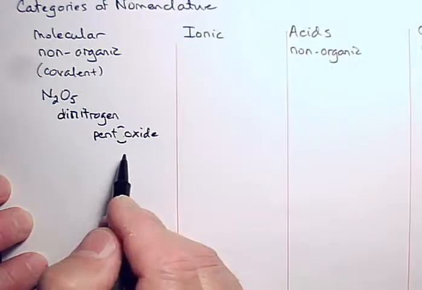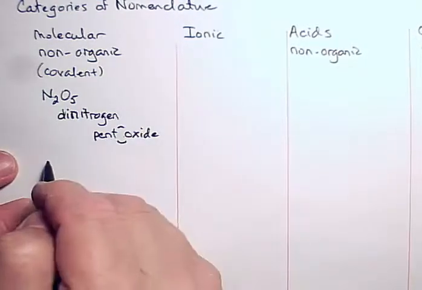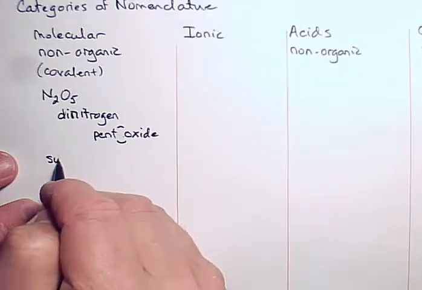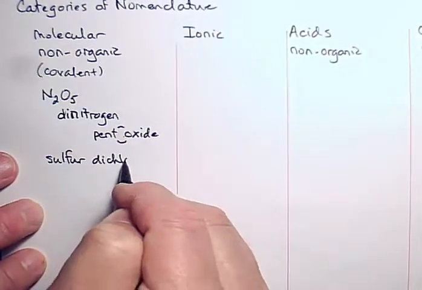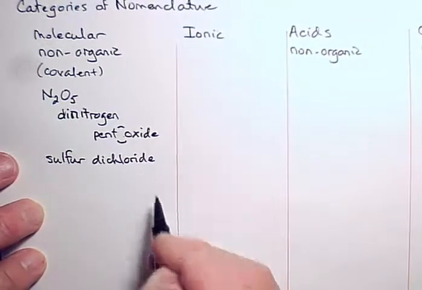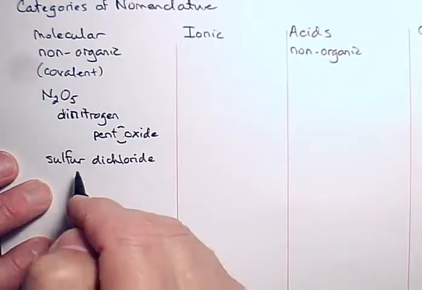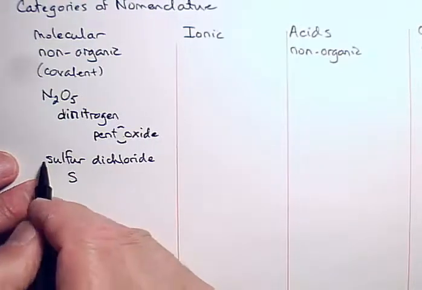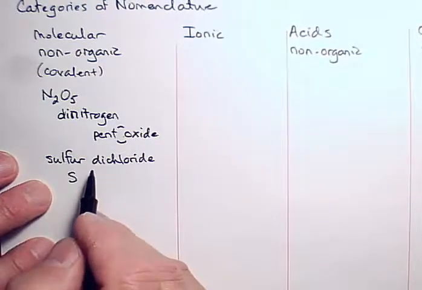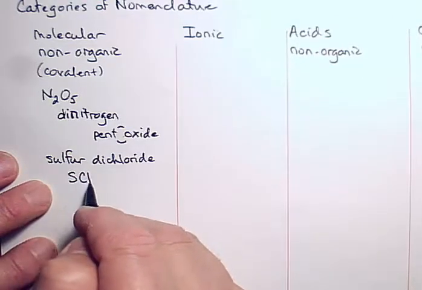All right, so if we have a name of a compound, like sulfur dichloride, then you're just going to write the formula from that name. There's 1 sulfur because there's no prefix indicating anything else. Dichloride means there are 2 chlorines.